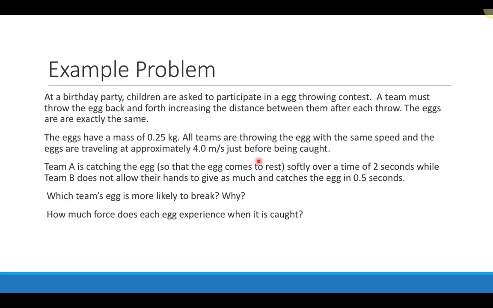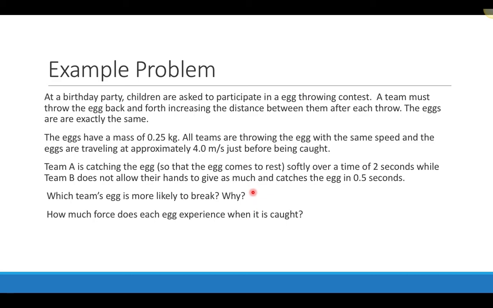So basically, the person throws the egg, the other person on the team catches the egg. Right before they catch the egg, it is traveling at 4 meters per second, and then they catch the egg and the egg comes to rest. Team A is catching the egg so that it comes to rest softly over a time interval of 2 seconds, while team B does not allow their hands to give as much and catches the egg in 0.5 seconds. Which team's egg is more likely to break? Why? And how much force does each egg experience when caught?